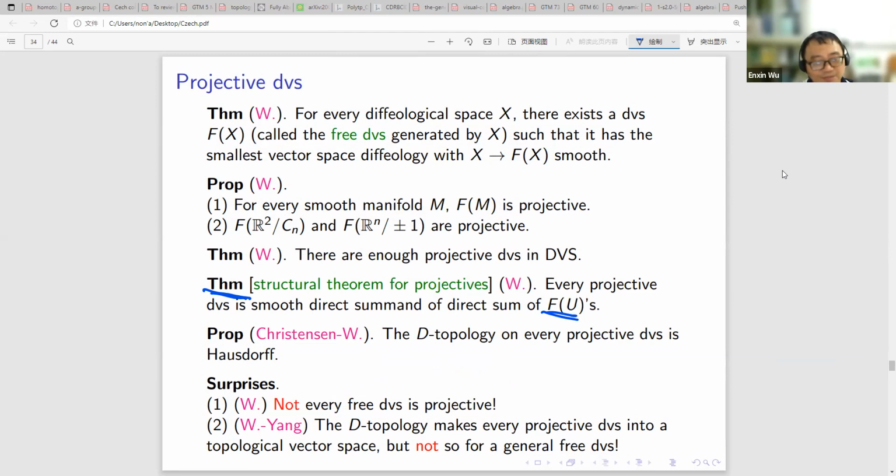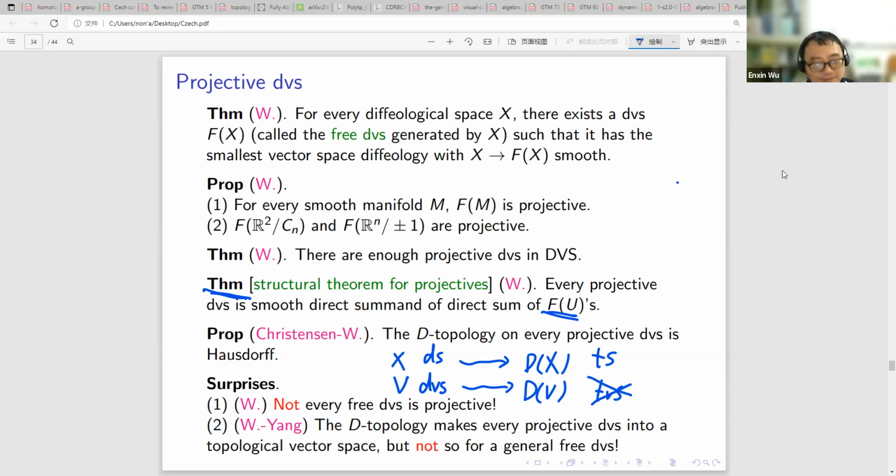But the funny thing is, in general, this is not true. Given a diffeological space, you take its D topology, you get a topological space, right? But if you start from a diffeological vector space and take its D topology, it's not necessarily a topological vector space. You would first say it should be, right? But it's not. We just got some concrete examples.